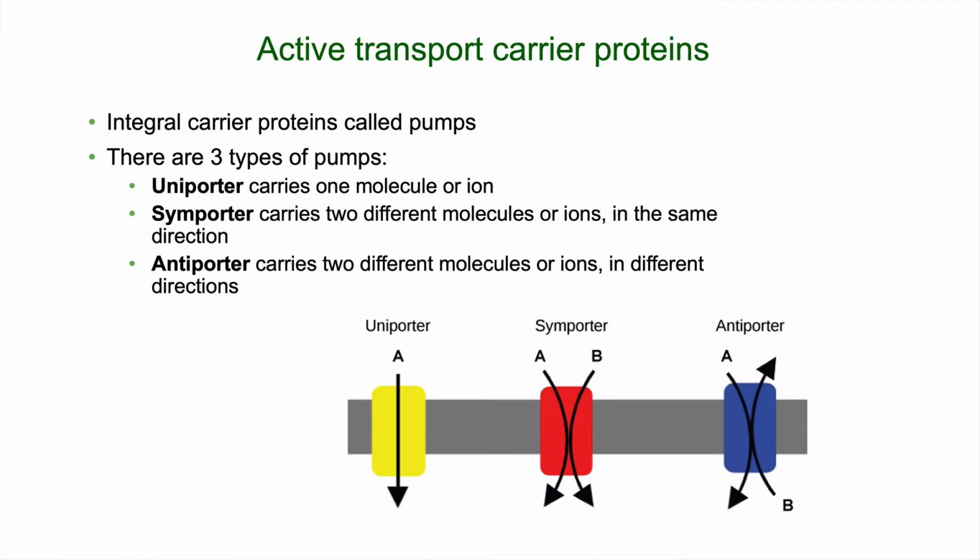In terms of active transport carrier proteins, these are integral proteins that are embedded through the membrane, and we call them pumps. And there are three types of pumps. A uniporter carries one thing at a time across the membrane in either direction, but one thing at a time. A symporter is going to carry two different things across the membrane at the same time, but in the same direction, either both coming in or both going out. An antiporter is going to carry two different molecules or ions, but it's carrying them in different directions. As one thing comes through to the inside of the cell, something else is going out of the cell.